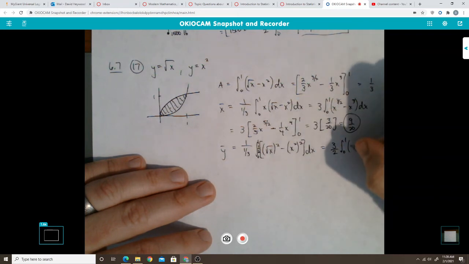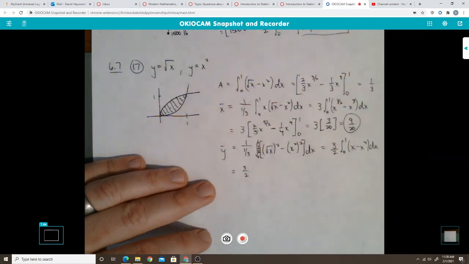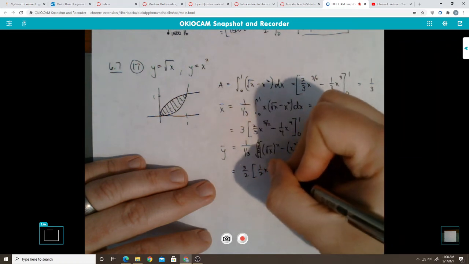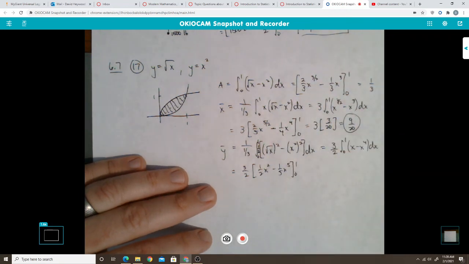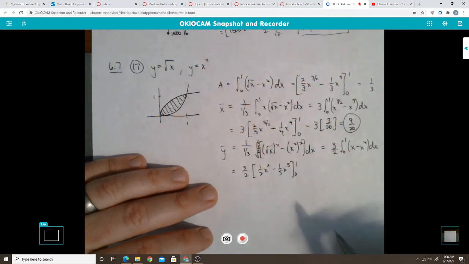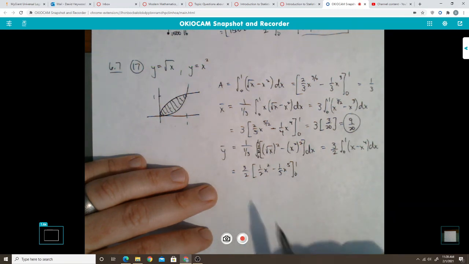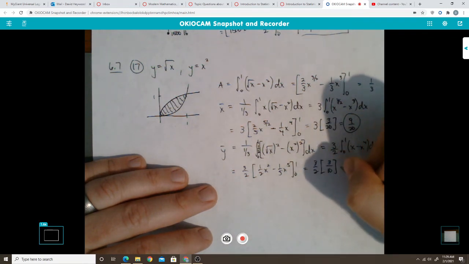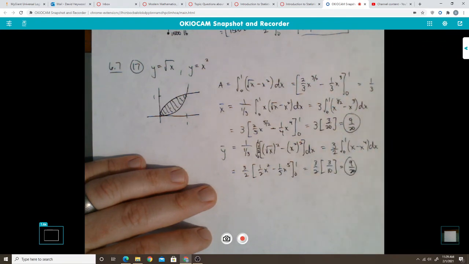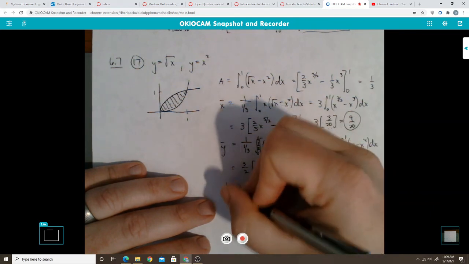Square root of x squared is just x. X squared squared is x to the 4th. Okay, so 3/2 times 1/2 x squared minus 1/5 x to the 5th, from 0 to 1. That's going to be 1/2 minus 1/5, which would be 5/10 minus 2/10, so 3/10. Which comes out to 9/20. All right, so the answer is 9/20 and 9/20. There's your centroid.